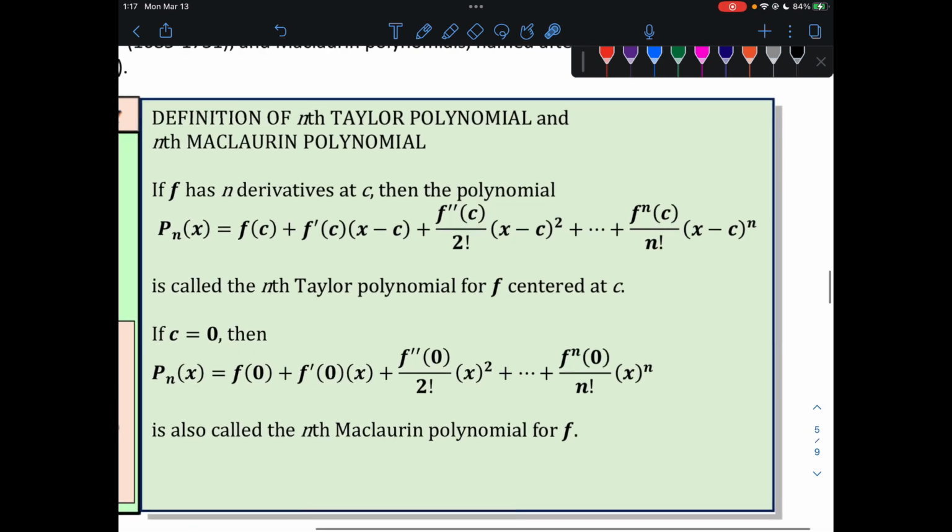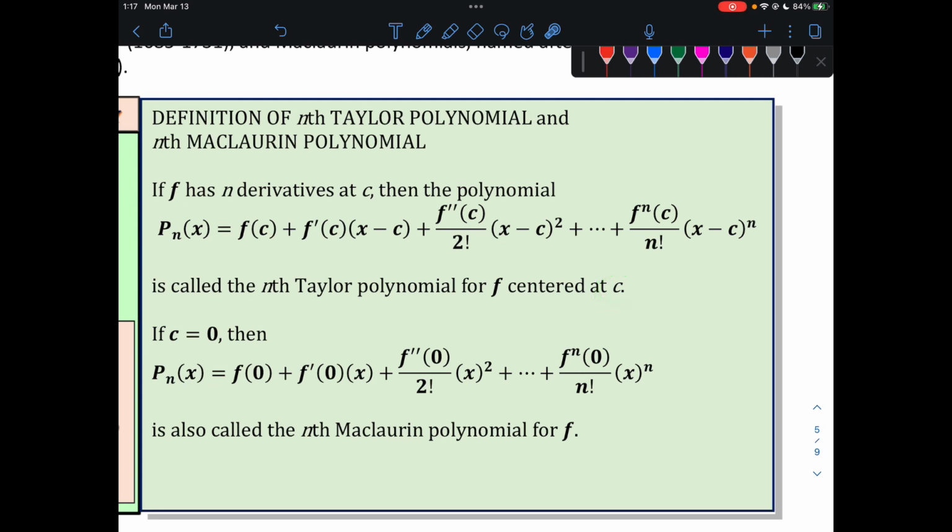And here we have an nth degree Taylor polynomial formula. F of c plus the first derivative times x minus c, plus the second derivative over 2 factorial times x minus c squared, plus the third derivative of c over 3 factorial times x minus c cubed. And then you keep going until you get the nth degree derivative over n factorial times x minus c to the n. That's called our nth degree Taylor polynomial for f centered at c.